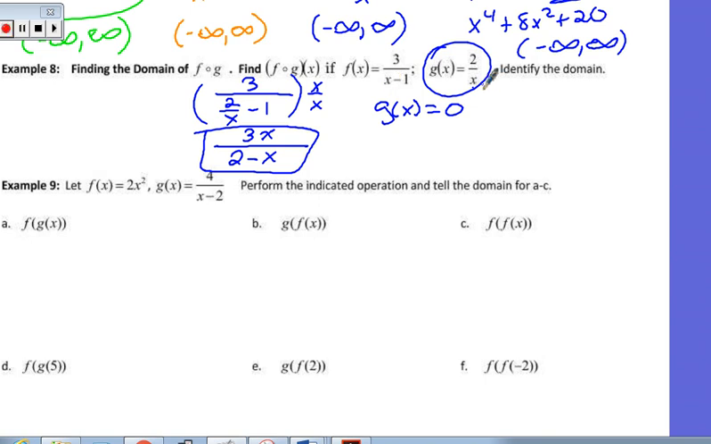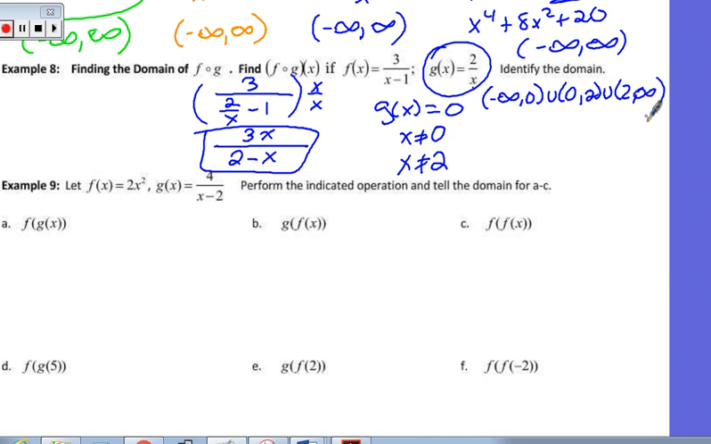Then we want to look at what is the combination here. So when I'm looking at our composite, what x cannot be over here is 2. So x cannot be 0, and x cannot be 2. So what our domain is going to be is -infinity to 0, union with 0 to 2, and then picking up again at 2 to infinity.